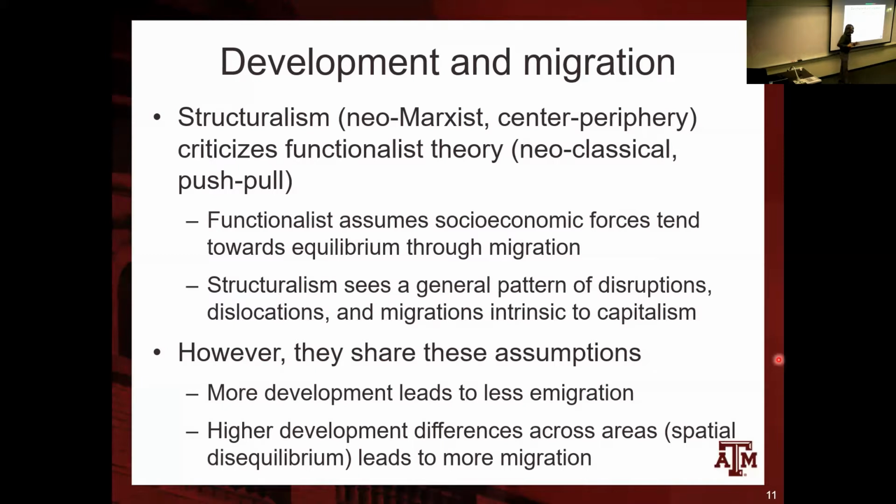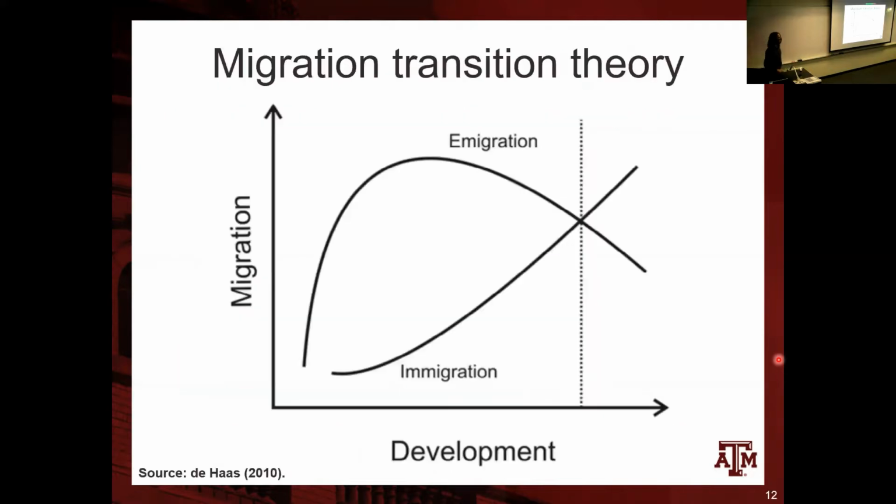So more development leads to less emigration and, on the other hand, attracts more people, like the US, right? Of course, there are people getting out of the US, even being a more developed country, but it attracts more people than it loses. In these different levels of development across areas, this process of disruptions and differences across areas will make people move from one area to the other.